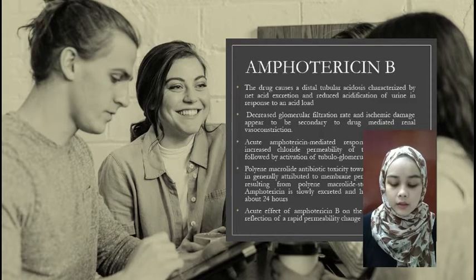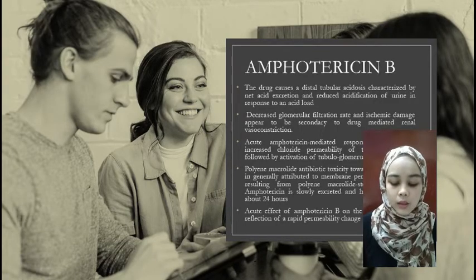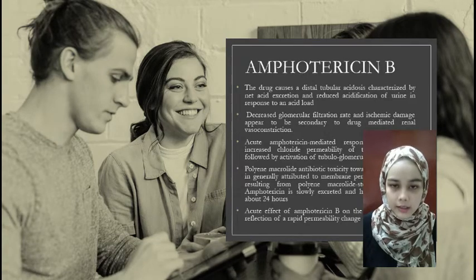Acute amphotericin-mediated response includes an increased chloride permeability of the distal tubule, followed by the activation of the tubuloglomerular feedback. Polyene macrolide antibiotic toxicity towards eukaryotic cells is generally attributed to the membrane permeability changes resulting from polyene macrolide sterol interactions. Amphotericin is slowly excreted and has a half-life of 24 hours.